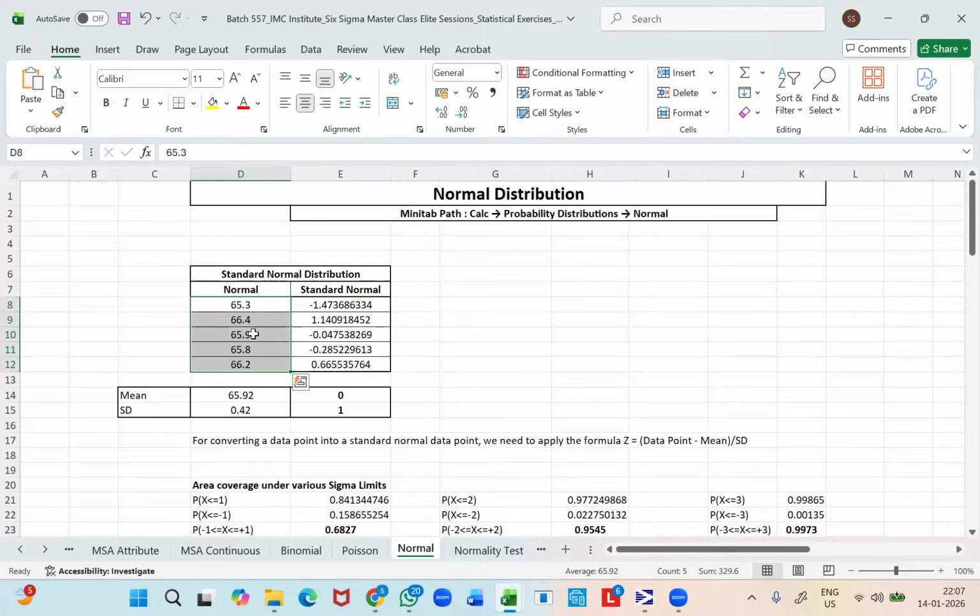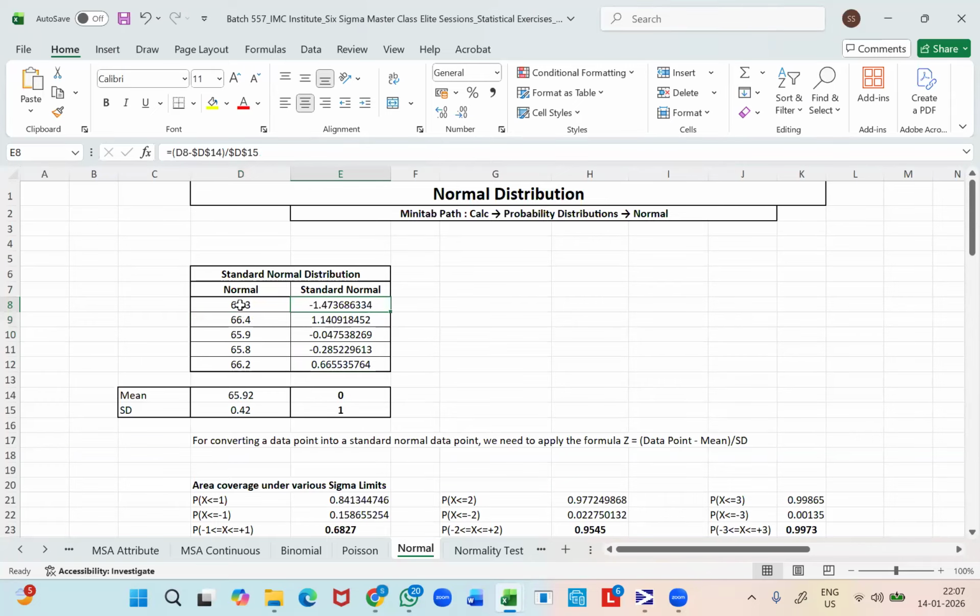And if you want to convert this normal data point into a standard normal data point, then we need to apply the standardization formula. Z is the notation that you would use for standardization. So Z is equal to data point minus mean, divided by standard deviation. This is the formula that we would apply for standardizing the normal value.